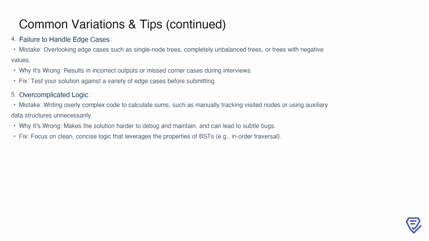Overcomplicating the logic is another common pitfall. For instance, manually tracking visited nodes or using auxiliary data structures unnecessarily can make your code harder to debug and maintain, and may introduce subtle bugs. Instead, aim for clean and concise logic that leverages the inherent properties of binary search trees, such as the natural sequence provided by in-order traversal. Simplifying your approach not only improves readability but also reduces the likelihood of errors.